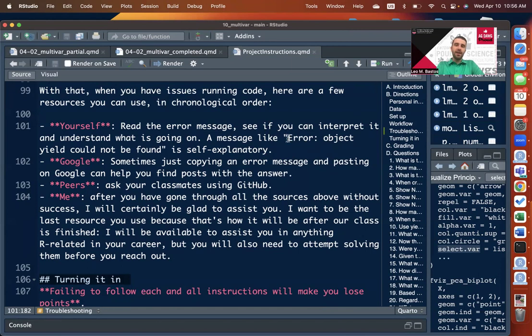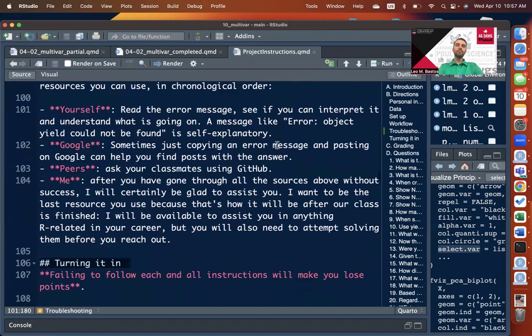Sometimes it will say something like, "Error: object 'yield' could not be found." That should be pretty self-explanatory, right? If that object cannot be found, it's because you have not created that object. So maybe you're naming something else, or maybe you forgot to run a chunk, right? So try to interpret that.